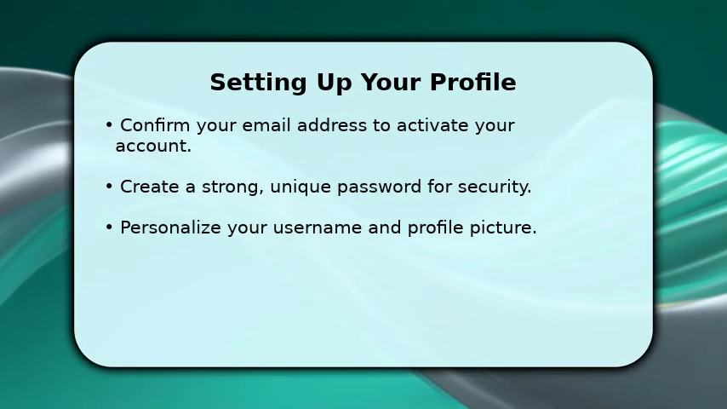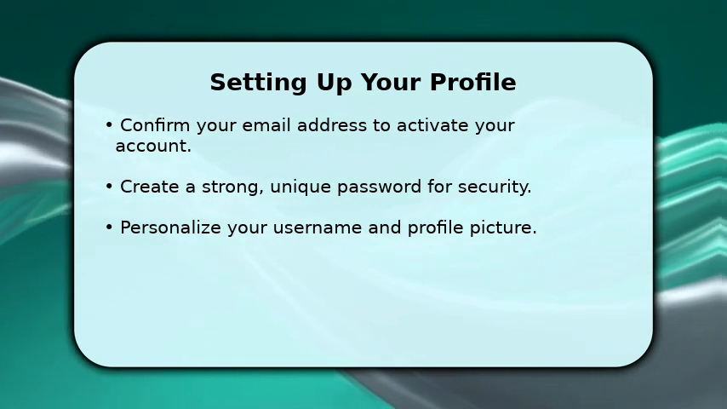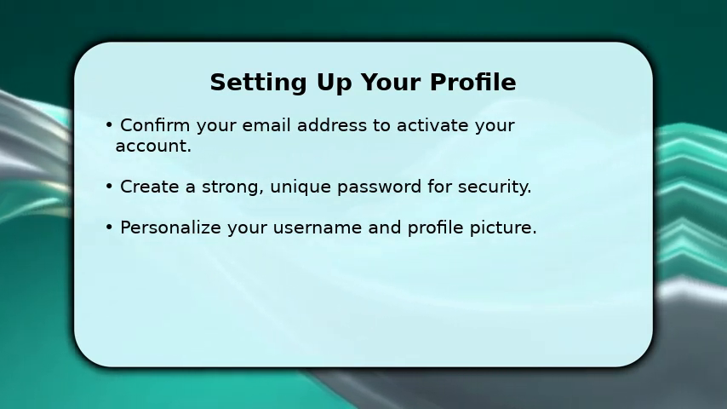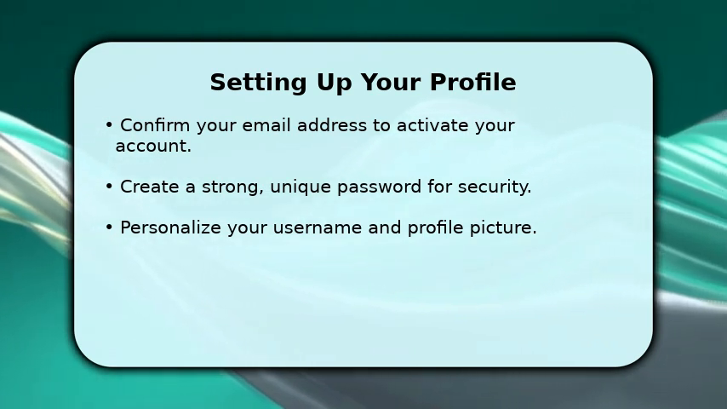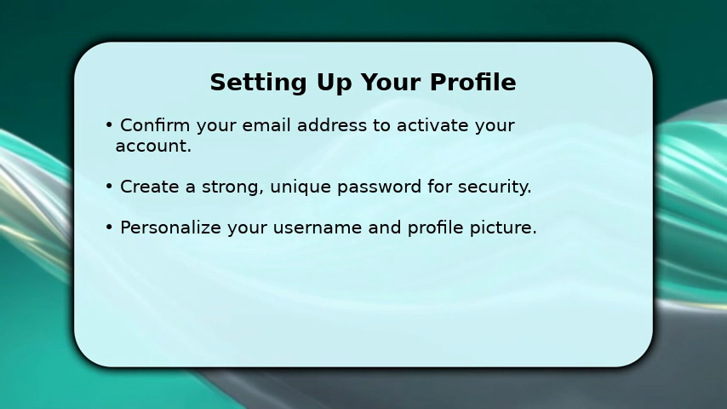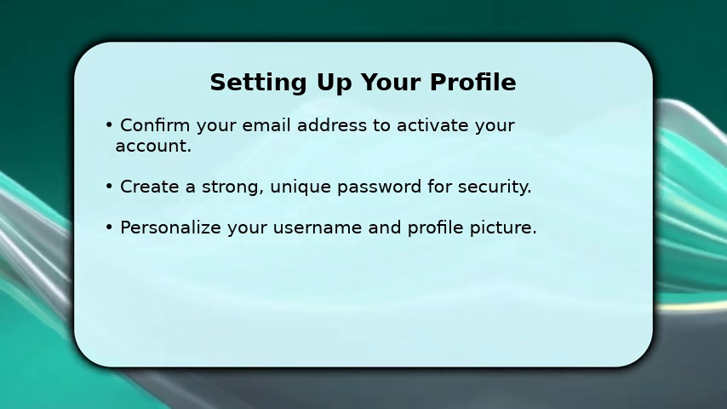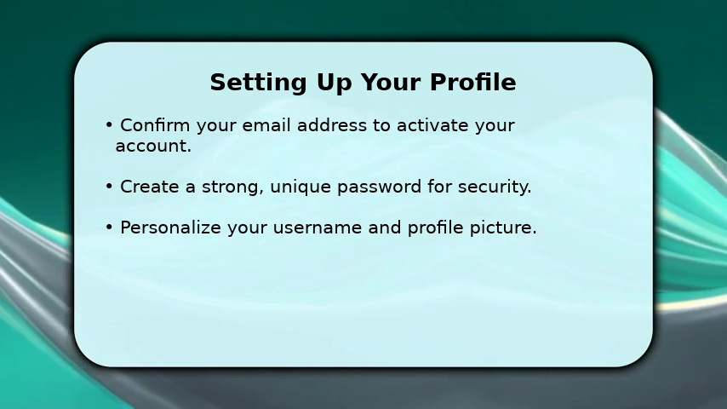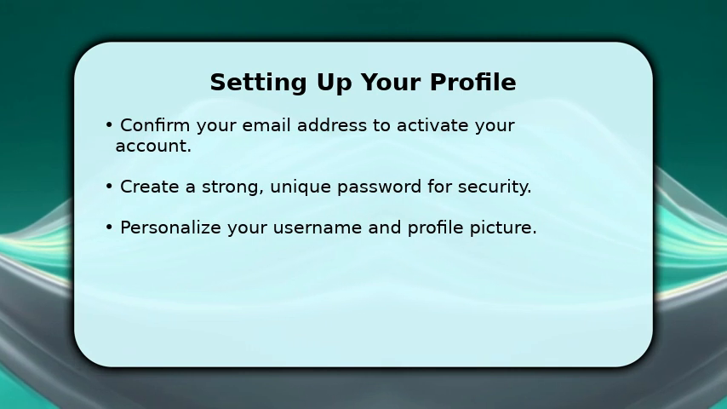After choosing your sign-up method, you'll likely need to confirm your email address. Check your inbox for a verification link and click it to activate your account. Next, create a robust password, combining uppercase and lowercase letters, numbers, and symbols for maximum security. Finally, personalize your profile by choosing a unique username and uploading a profile picture if you wish.